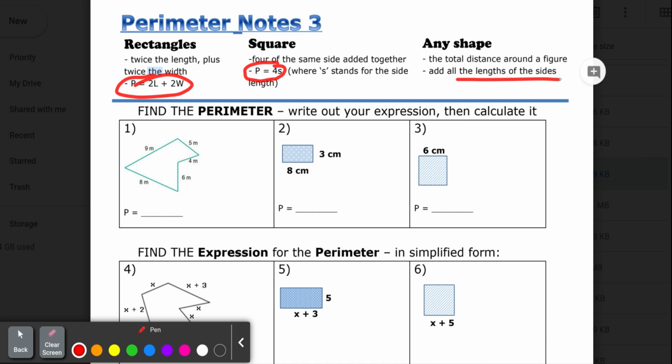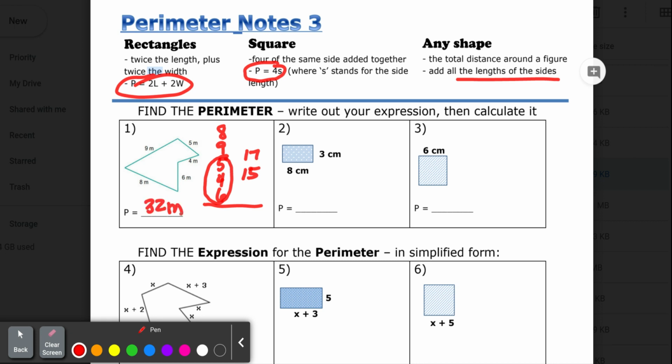So for instance, number 1 is basically any shape. So you can go 8 plus 9 plus 5 plus 4 plus 6. And you're going to add all those together. Do a little bit of grouping. This kind of just goes back to what you learned in earlier math. 6 and 4 is 10 plus 5, so this is 15. And then 8 and 9 is 17. So that gives you 32 meters.